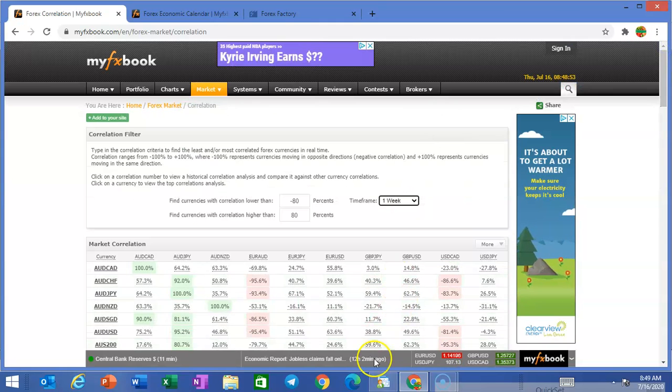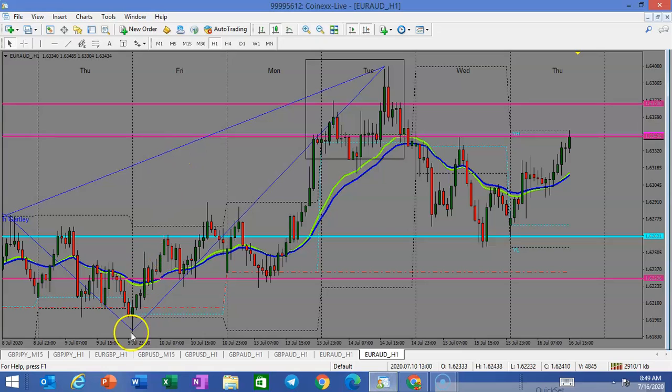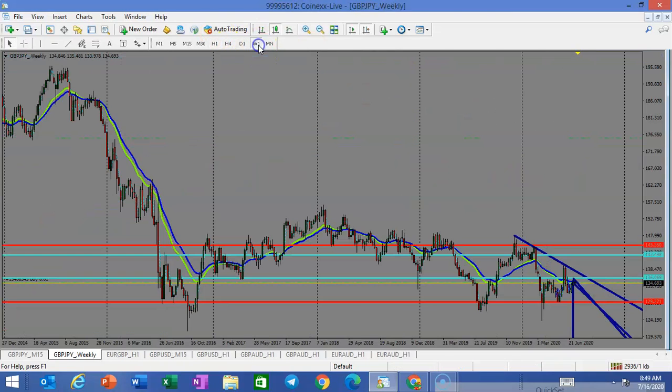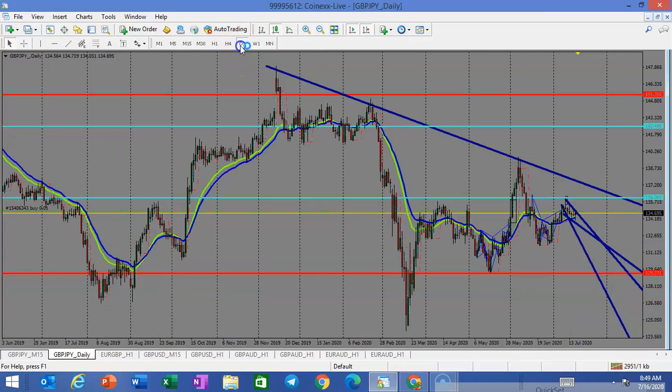So yeah, going back to GJ, I drew these trend lines because GJ seems to be respecting them. We can just do a quick analysis. So this is our weekly descending trend line.